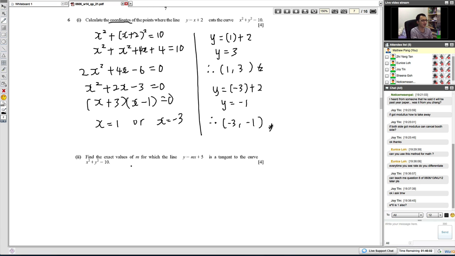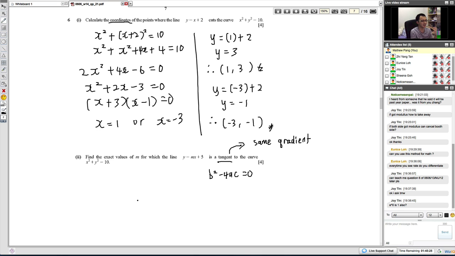Find the exact values of m for which the line is tangent to the curve. Okay, whenever you see tangent, the first thing coming to your mind is always b squared minus 4ac equals 0. This is tangent. Of course, we have another piece of information for tangent, which is same gradient. Remember in the differentiation chapter, if we see the word tangent, we know they have the same gradient.